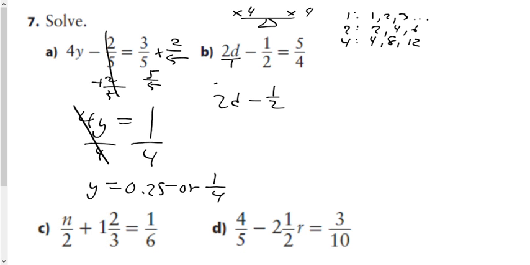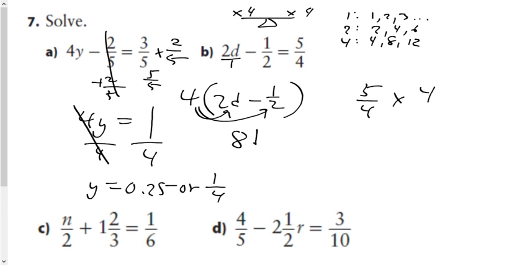So 2d minus a half, and I'm going to put that in brackets because I'm going to multiply the entire side by 4, and 5/4 multiplied by 4. This is how I'm going to simplify it, and I'm going to use distributive property here. Now the first one, 4 multiplied by 2d is easy, it's 8d. And 4 multiplied by a half.